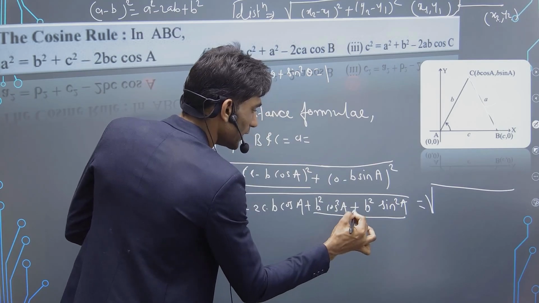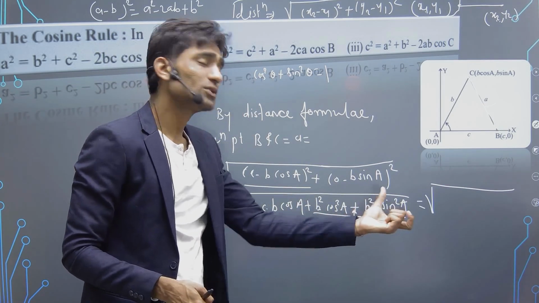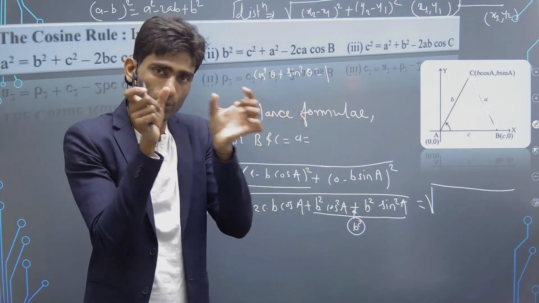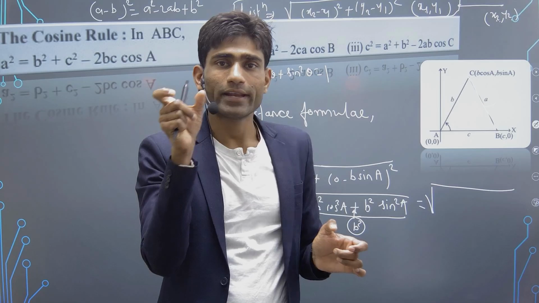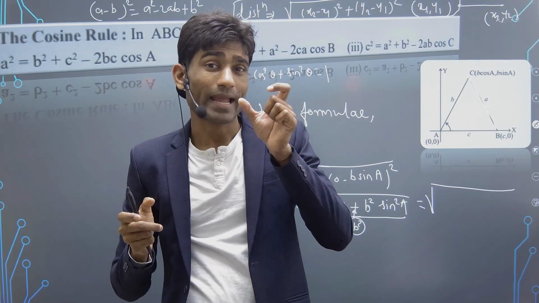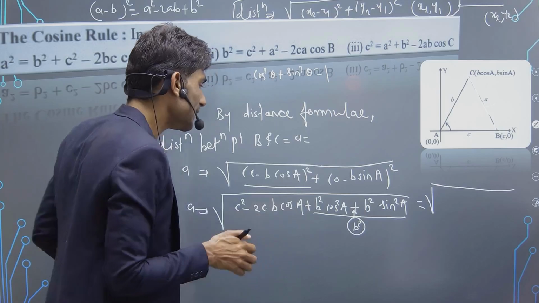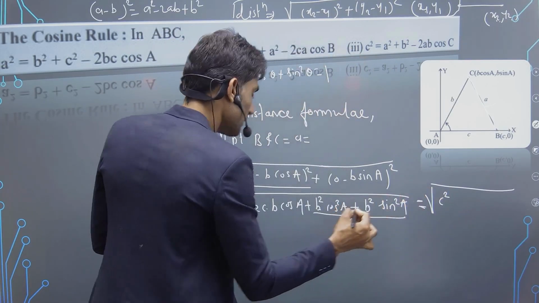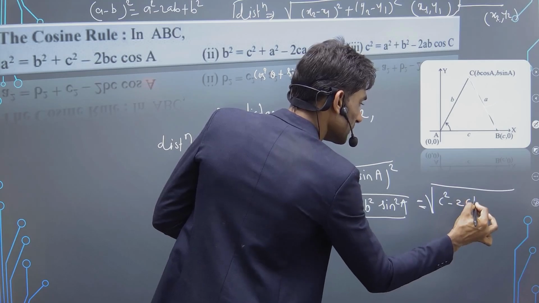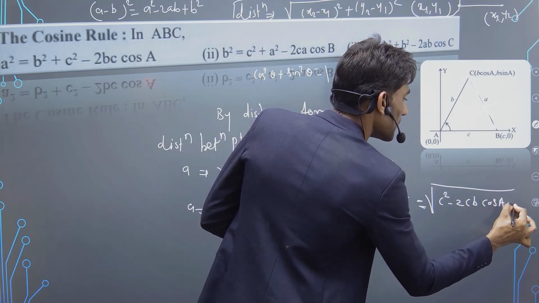Okay, this quantity gives us the value only b square, because b square cos square a plus b square sin square a, take b square common from these two terms, so you will land only with b square under bracket cos square a plus sin square a, and cos square a plus sin square a is defined as 1, so put the value 1 here. So we are left with the term c square minus twice of cb cos a plus b square.